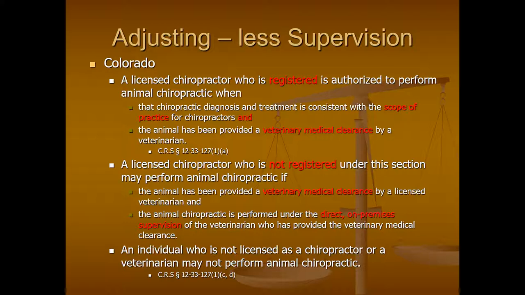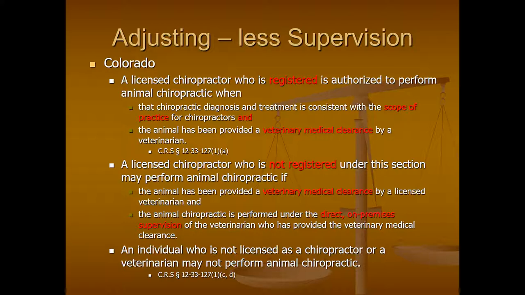Colorado also has a procedure to register animal chiropractors. And the registered chiropractors may provide treatment when the diagnosis and treatment is consistent with the scope of practice for chiropractors and the animal has a veterinary medical clearance. So that doesn't require much supervision by the veterinarian, but it does require at least an initial examination and a valid veterinary client-patient relationship.